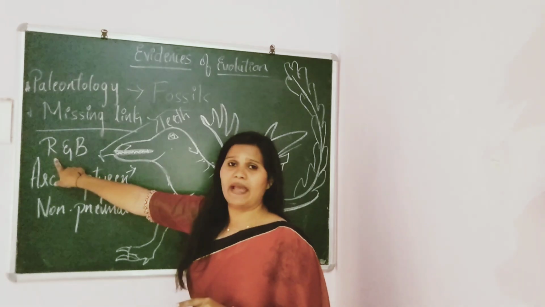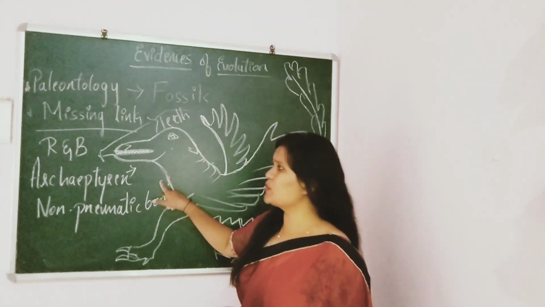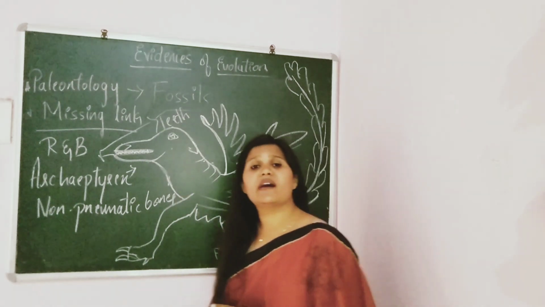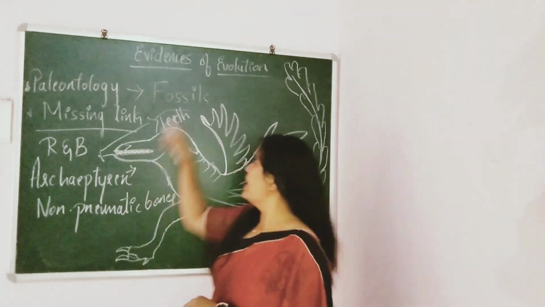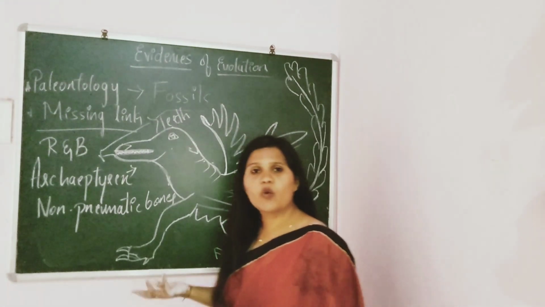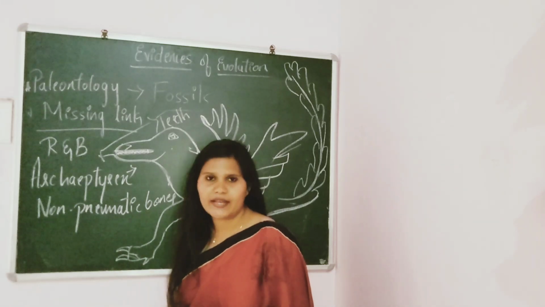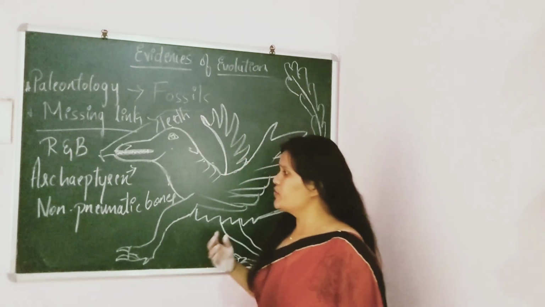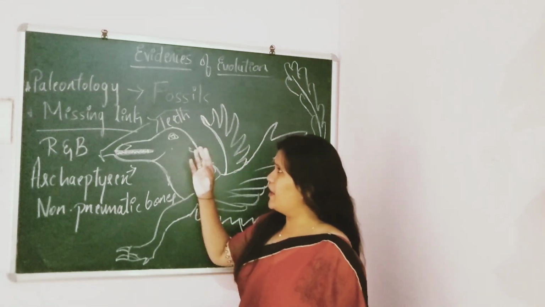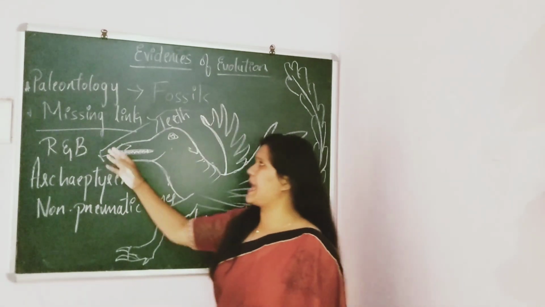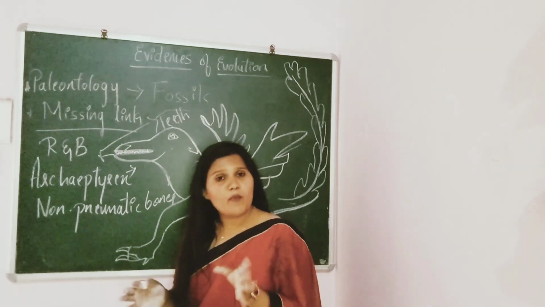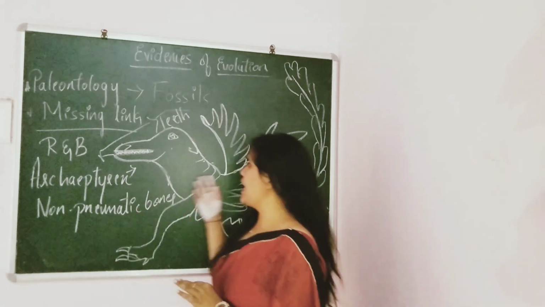This is why we say that missing links are also evidences of evolution. If there was an absence of these fossils, how could we find that? How can we give the evidences for evolution? So with this, I think you have understood about paleontology, especially about fossils and missing links. This is one of the main and important evidences of evolution.